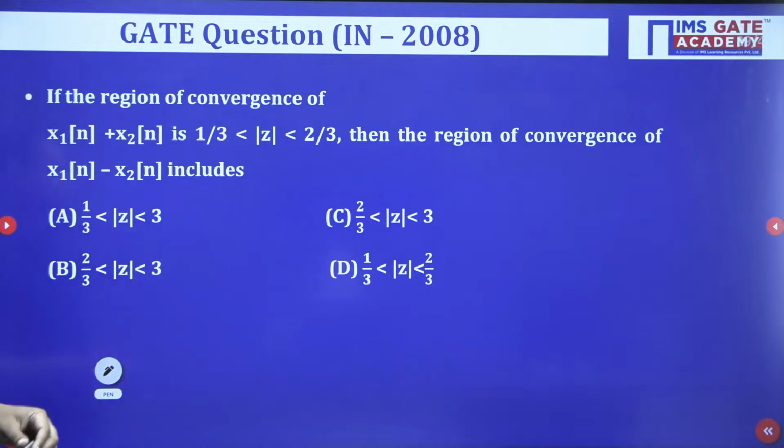It is also a very good question. Just take your time and try to solve this. Tell me, is the ROC depending on the sign or not? If the ROC of x1 plus x2 is this, then what is the ROC of x1 minus x2? Come on.